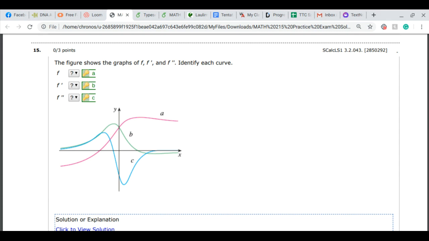Number 15. Now we are approximately halfway through the exam. The figure shows the graph of f, f prime, and f double prime. Identify each curve. How do we do this? Well, notice, this is going to require some educated guesswork, but let's say we chose B as our f. If B was our f, then A could definitely not be f prime.